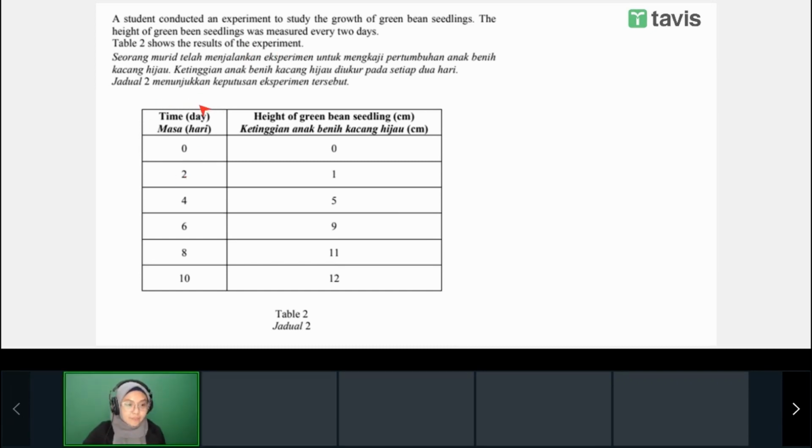Okay, time. Usually for this question, I did inform yesterday, please find the heart of the question. What is the heart of the question for section A? You need to find the manipulated variables, MV. Then you have to find the responding variable. Okay, since this question provide you with the complete table, the left side always be a manipulated variable, while the right side always be a responding variable. So your manipulated variable is the time. Every 2 days, you take the measurement of the green bean seedling. Responding variable, the height of green bean seedling in cm. Okay, you can see that by day, the height of the green bean seedling increases.